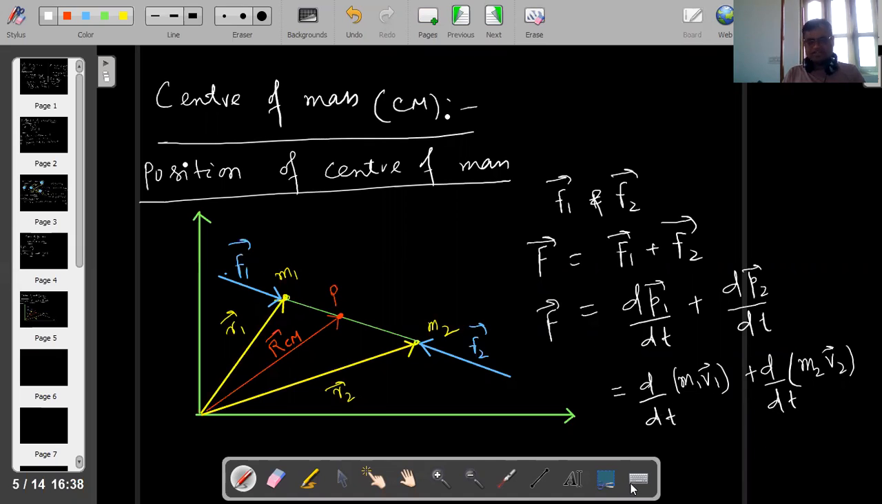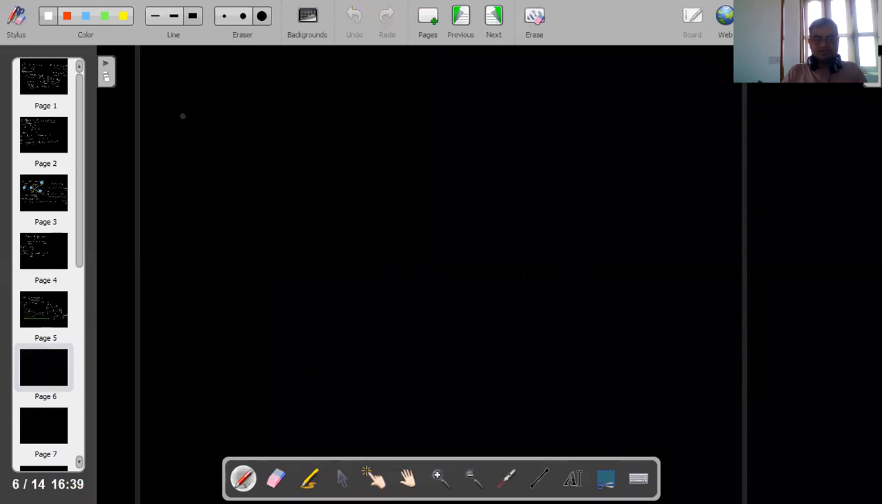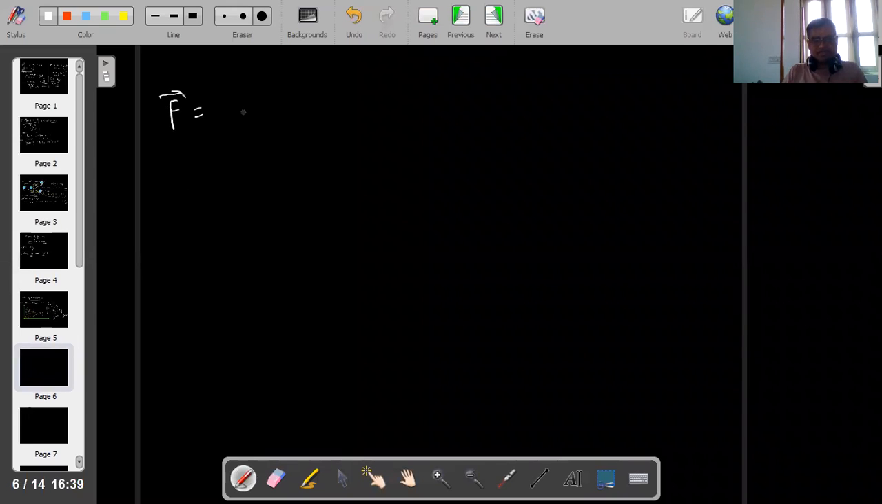Now m1 is constant, so take it out. Write down first: m1 is constant, take it out. So what will we get? F is equal to m1, constant taken out, d by dt of v1.